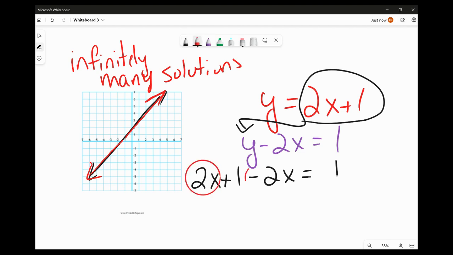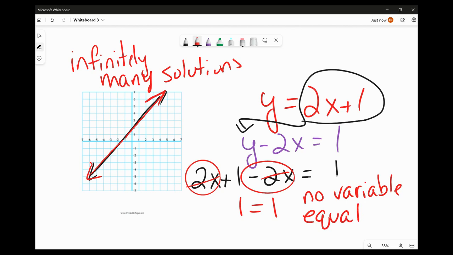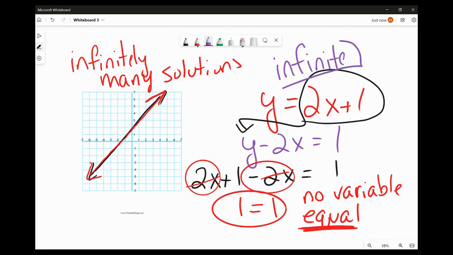I'm going to combine like terms. I have a positive 2x and a negative 2x. They cancel out. So I have no x's left, and I'm left with 1 equals 1. So there's no variable, but they are equal. That's going to be an infinite solution. If they're equal, it's an infinite solution, or infinitely many solutions. Those are our special systems: parallel lines with no solution, or a line that falls right on top of another line, which is infinitely many solutions.